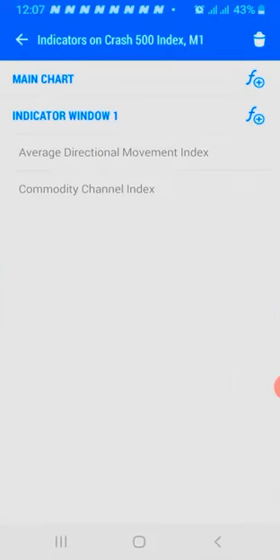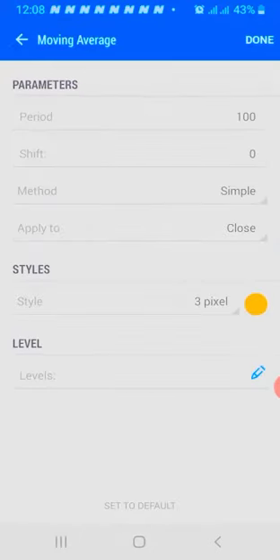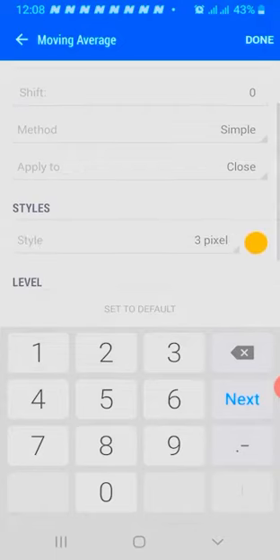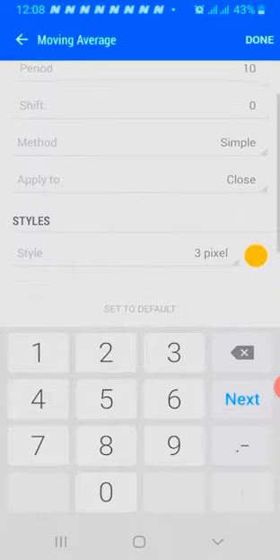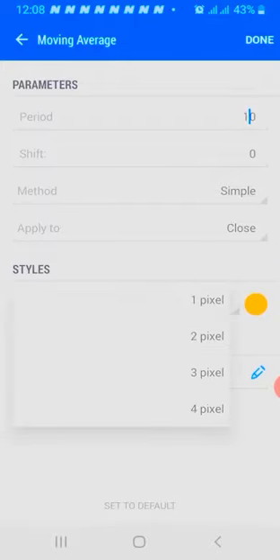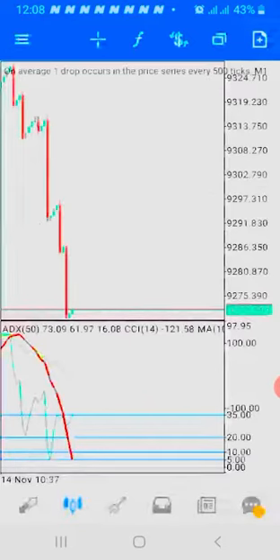Then the next indicator is the moving average. For the moving average we're using period 10, shift 0, method simple, apply to close. Then the style is 4 pixel, we're using 4 pixel for the style. The color, let's take red, we're using red. So that's all. You click done.